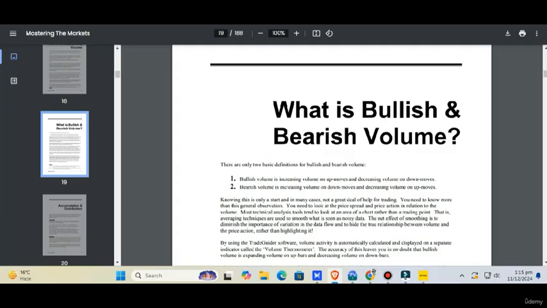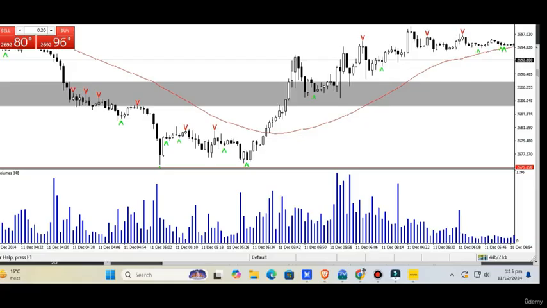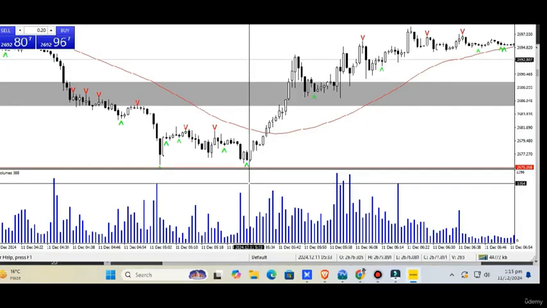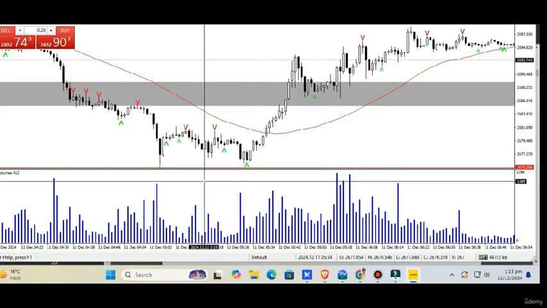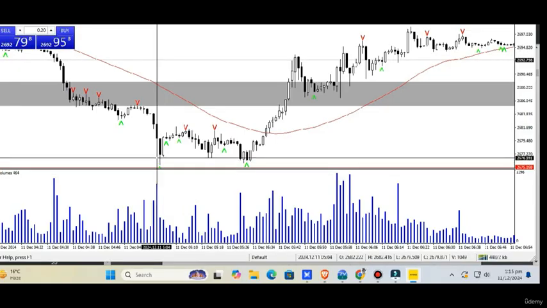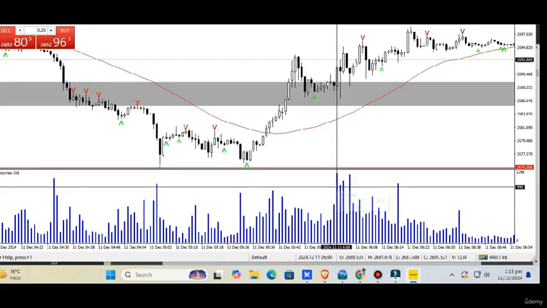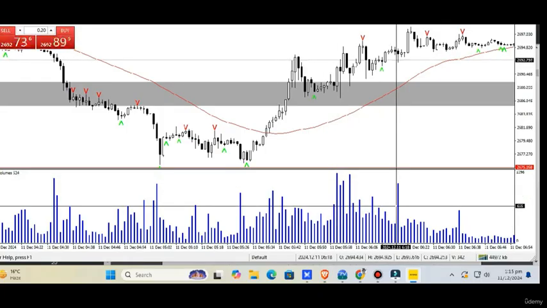So first of all, we will move into what is bullish and what is bearish volume. As you know, volume comes during an upward movement or a downward movement. If I check, some candles have low volume, some candles have high volume, so each volume indicates something. High volume will indicate something, low volume will indicate something.